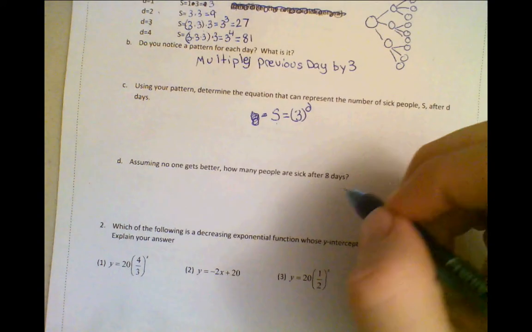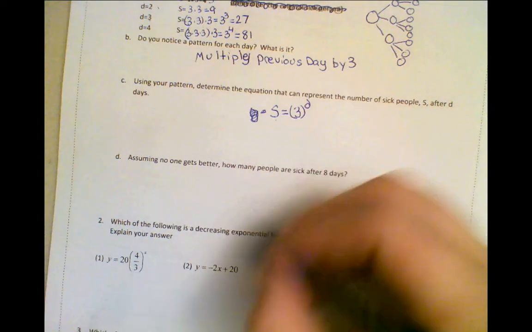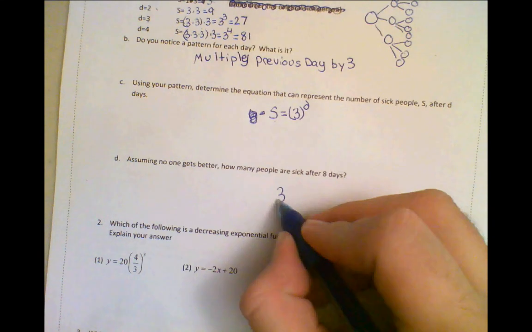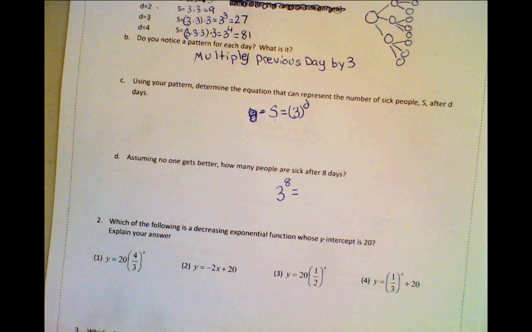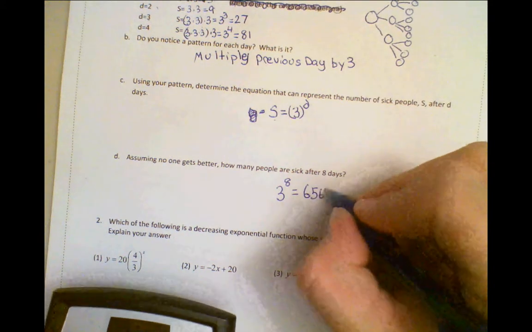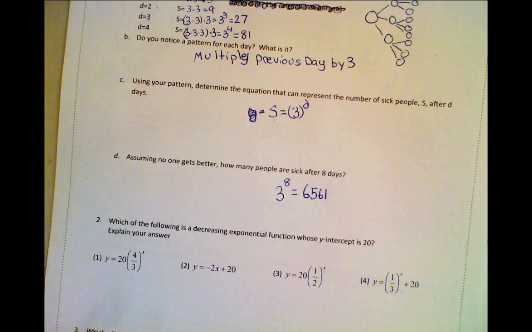Now, assuming nobody is getting better, how many people are sick after 8 days? Basically, assume that everybody's still contagious. You're going to do 3 raised to the 8th power. If you use your calculator, 3 raised to the 8th power is 6,561 people getting sick on the 8th day. What's important to realize about this, just thinking in the real world, is to stay home when you're sick.